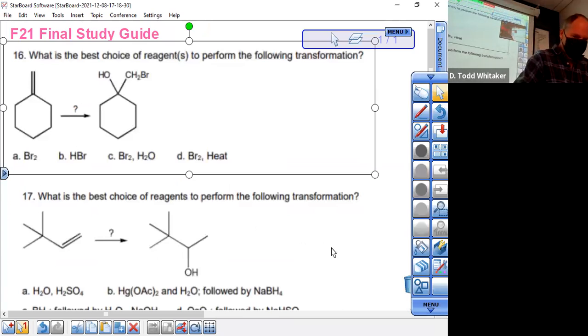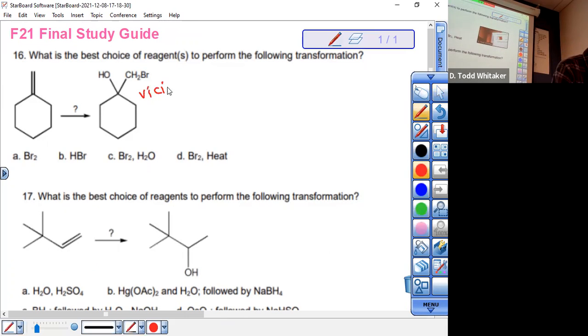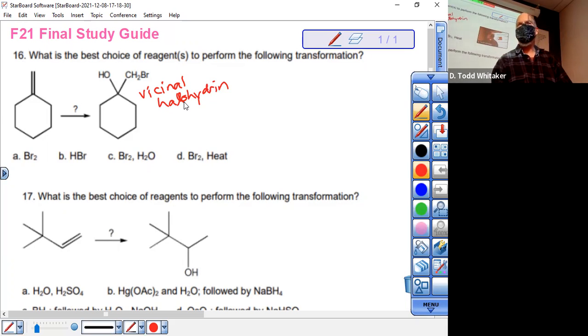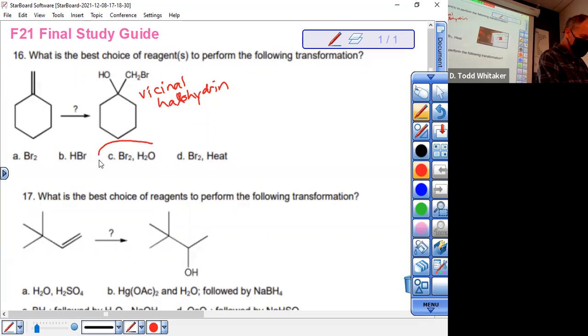We have to know that we're making what's called a vicinal halohydrin here. You don't need to tell me that name. It's adjacent atoms that have both an alcohol, which is the hydrin, and a halogen. And how do we do that? It's a Markovnikov OH-Br combination achieved by reacting with bromine and water.